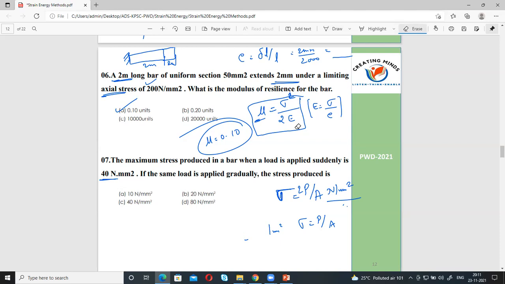Others? Option B, 20. See, this is very simple. If you compare these two things, P by A gets eliminated. If you divide by 2, how much are you getting? 20. That's all. If you compare these two things, it will get eliminated. But what is sigma? 40 by 2, how much? 20.